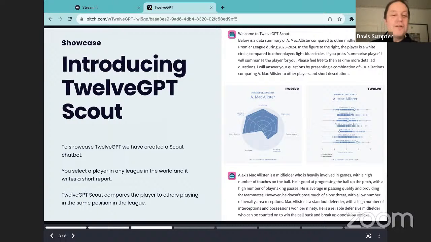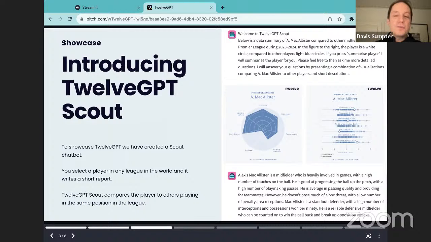So to showcase 12GPT, we've created a Scout chatbot. And over here is an example of what it looks like. This was one that we put out on Twitter. We had a request line on Monday evening, and this was one of the ones that was asked for. And we had a look at McAllister.